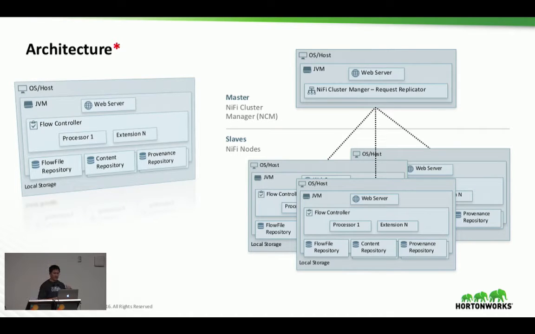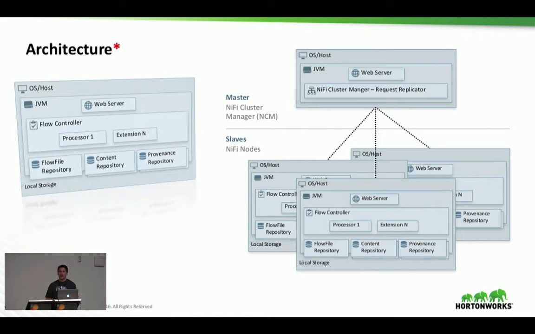Sitting below that is the flow controller. And that flow controller, again, as mentioned, is orchestrating everything. It's taking care of the resource allocation for all our processes, our extensions, our components. And it's moving things from point A to point B as we go through our data flow here.